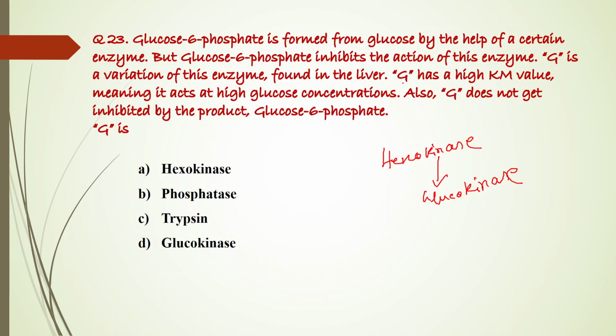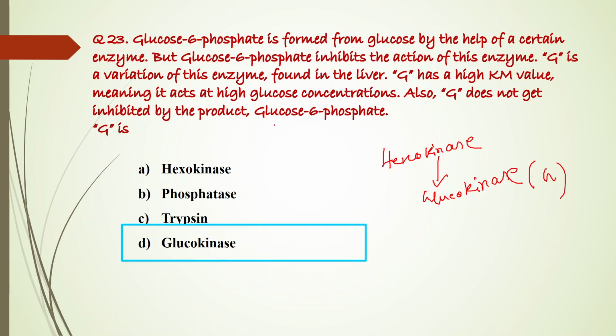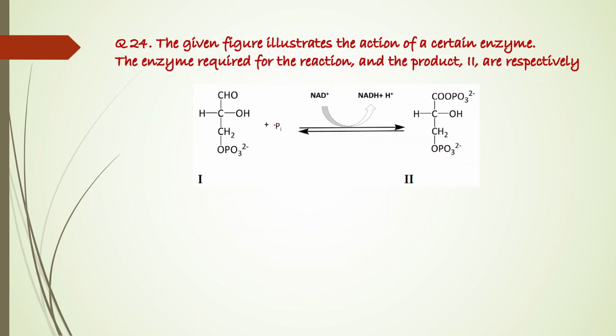We have discussed this in detail. And glucokinase, that is our G, has a high Km value, or a high Michaelis-Menten constant value, towards glucose. Also, it does not get inhibited by the product. We know the control for glucokinase comes from glucokinase regulatory protein or GKRP. It is not allosteric or competitive inhibition with the product. So obviously G should be glucokinase. We have already discussed this, so this should have been the answer.